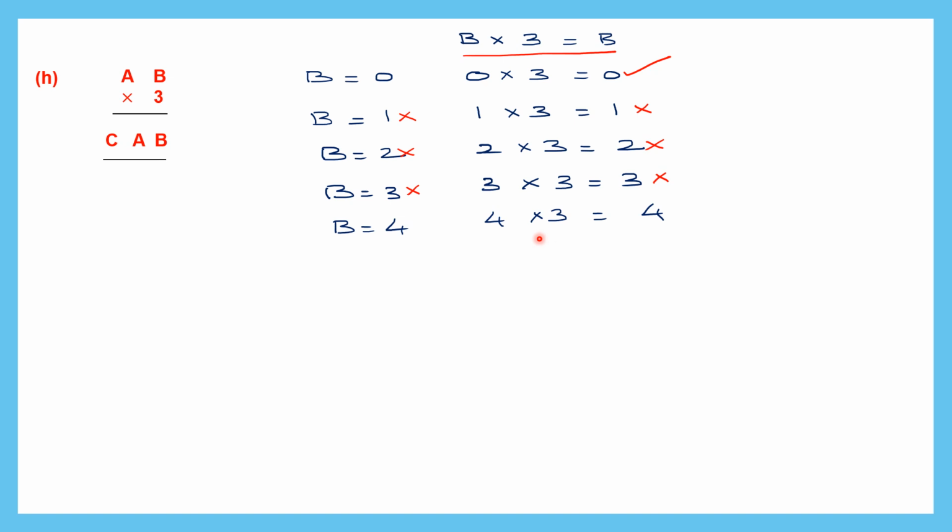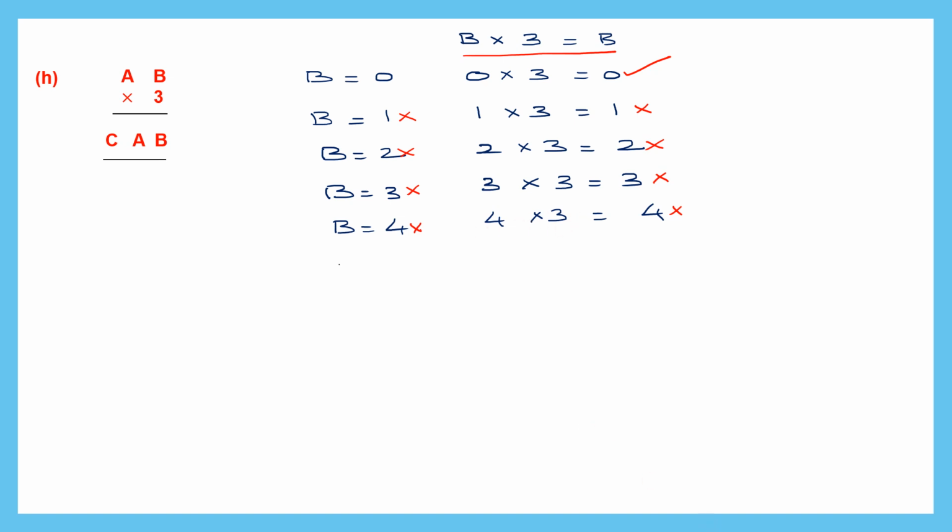So 4 3s are 12 and not 4, isn't it? So here this also cannot happen. So this is also wrong. So b cannot be 4. Now you have to remember, when we multiply, the ones digit is what we are looking for. The ones digit should be the same as b and the multiplication should be correct.